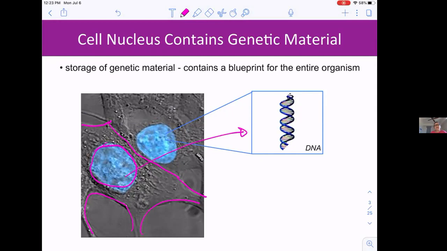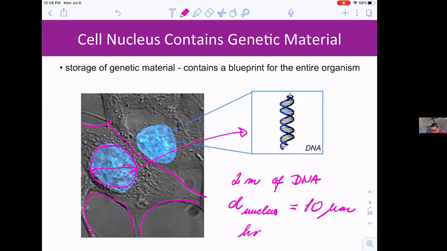Now, why do we care? Why is it so extremely interesting for physicists? Think about it. As humans, we have about 2 meters of linear DNA contour length inside of one single cell. Now, this nucleus that I was drawing here is only 10 micrometers large. So how do you pack 2 meters of this enormously long polymer inside of such a small confinement is really a great question.